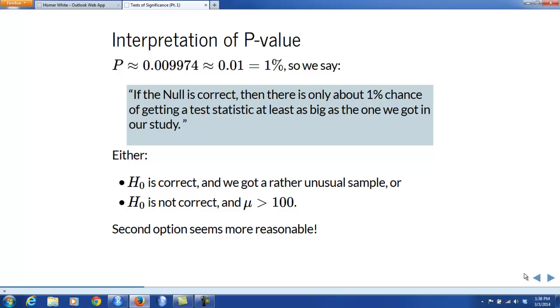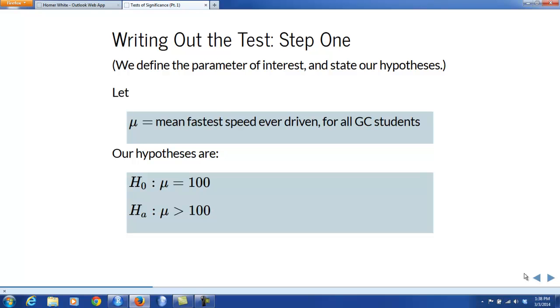Perhaps that's a better explanation for why we got a sample mean that was so far above 100. Since that 1% seems like a rather small chance, the second option does seem more reasonable in this case. Tests of significance for all of the basic 5 parameters follow the same format as tests of significance involving chi-square statistics. They're the same basic 5 steps to your argument.